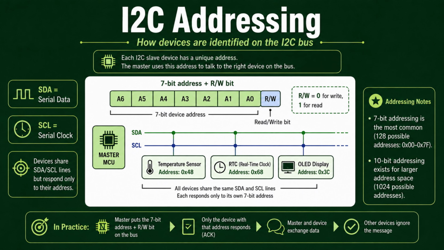For example, a temperature sensor may use address 0x48, a real-time clock may use 0x68, and an OLED display may use 0x3C. All three devices can share the same SDA and SCL lines, because only the device matching the transmitted address responds. After receiving a valid address, the selected peripheral normally generates an ACK signal. The other peripherals ignore the rest of the transaction. Remember that the address written in a datasheet is usually the 7-bit address. Some software libraries require it to be shifted left by 1 bit before transmission.